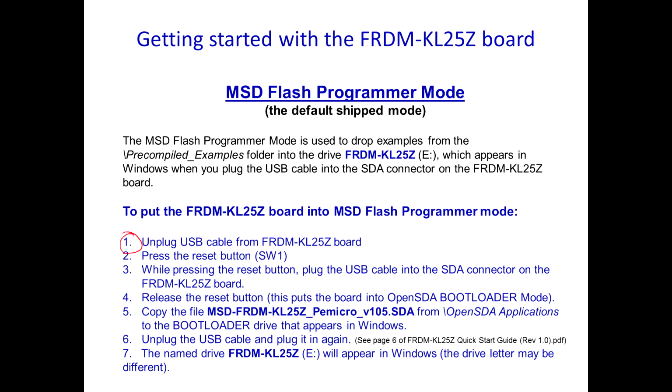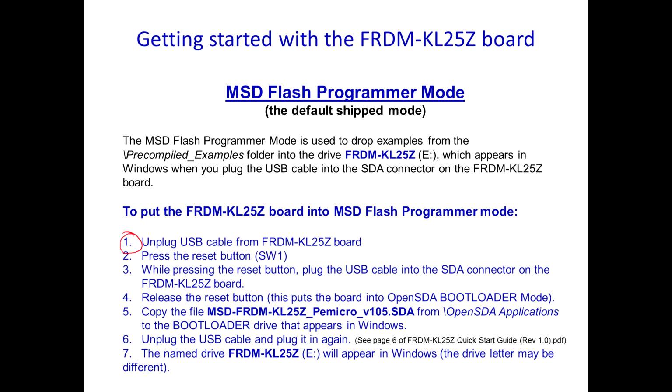Now you are going to press switch 1. That's on the board, just between the two USB connectors. And while you're still pressing that, plug the USB cable back into that SDA connector, the one on the right side. Then you release the button, and this puts it into the bootloader mode.